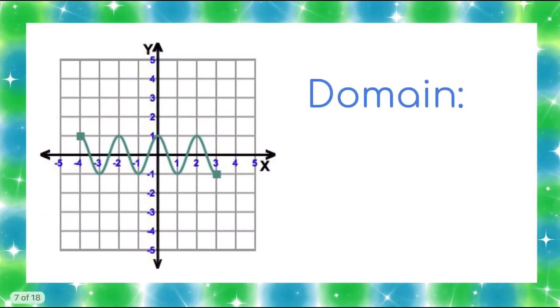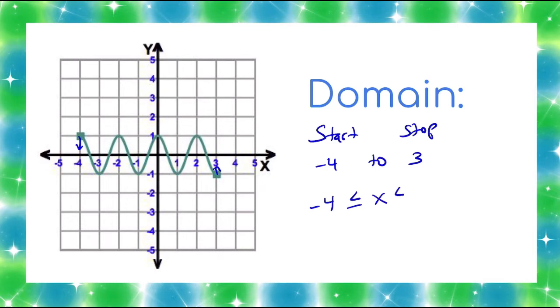Let's do another one. What are the start and stop values for my x? Hopefully said from -4 to 3, and what would be my inequality notation? It's going to be -4, less than or equal to x, less than or equal to 3.